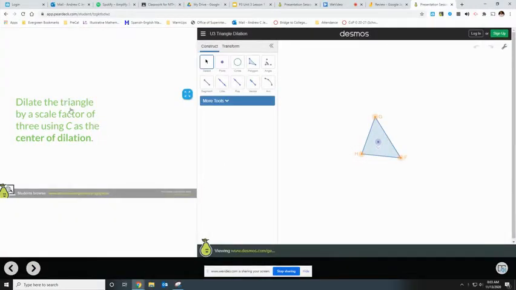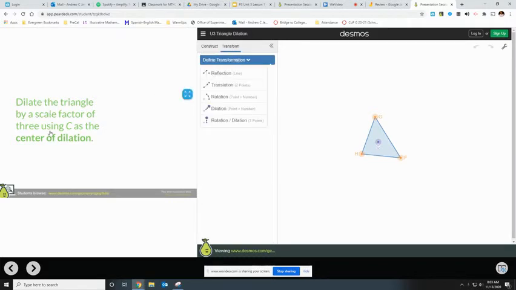On the second half of the lesson. So let's dilate the triangle by a scale factor of 3 using C as the center of dilation. I'm going to do this one, and the rest of them I'm going to have you do on your own after I show you the images. But let's do this one together.